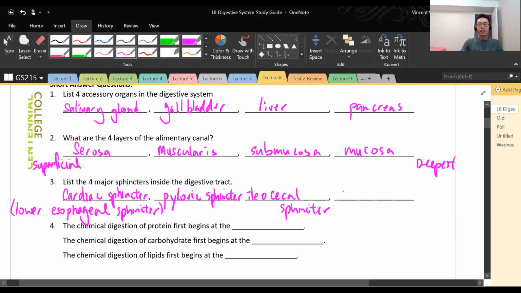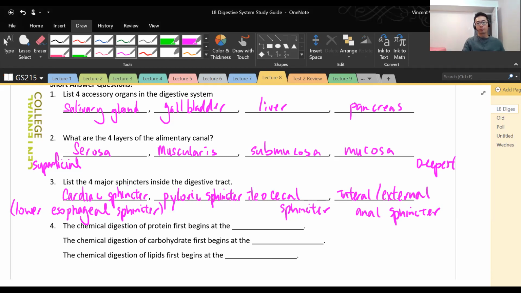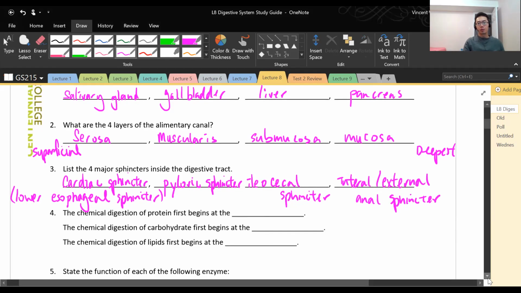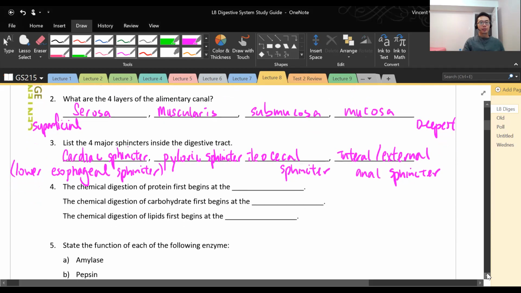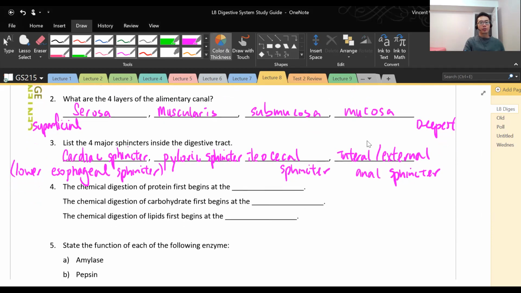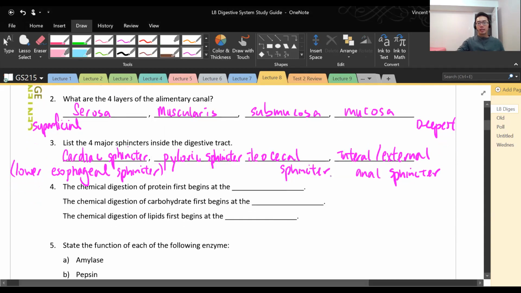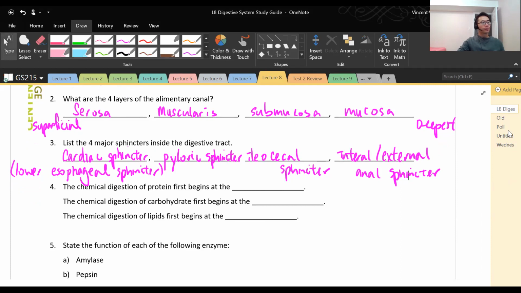And last but not least, we have the internal and external anal sphincter. That regulates when you go to the bathroom. So those are the major sphincters. Any questions?